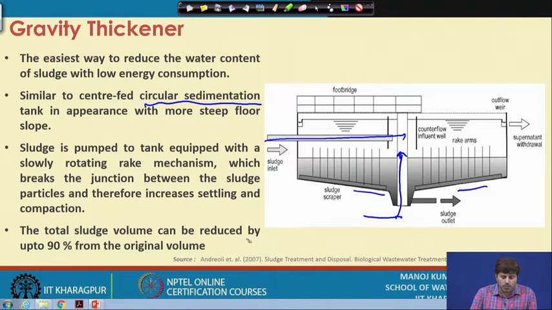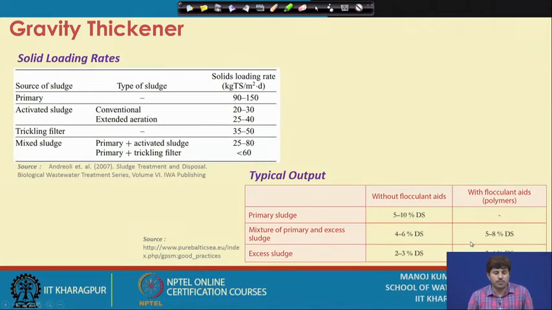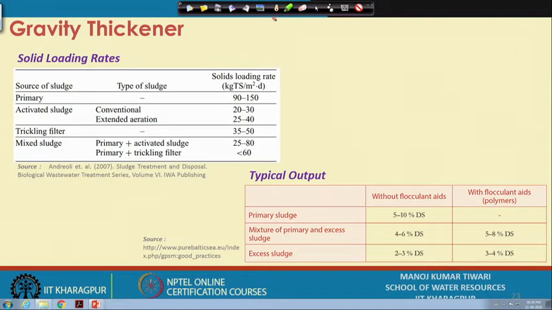The total sludge volume can be reduced by up to 90% from the original volume in these gravity thickeners with very low energy input. The solid loading rate in these gravity thickeners, if the source of sludge is primary, the permissible range of solid loading is typically 90 to 150 kg of sludge per meter square per day. For activated sludge it is lower, for extended aeration a similar range, for trickling filter sludge it is this range, and if you have mixed sludge it works in this range.